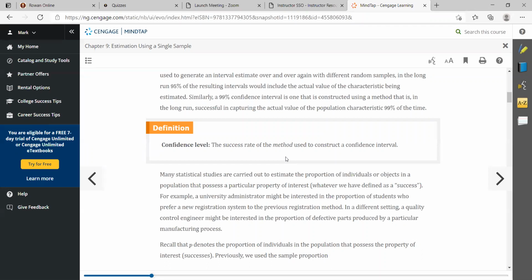If it's a 90% confidence interval, we would expect 90% of all those intervals to contain the true population mean or proportion, and 10% will not. So that's the theory behind doing it.